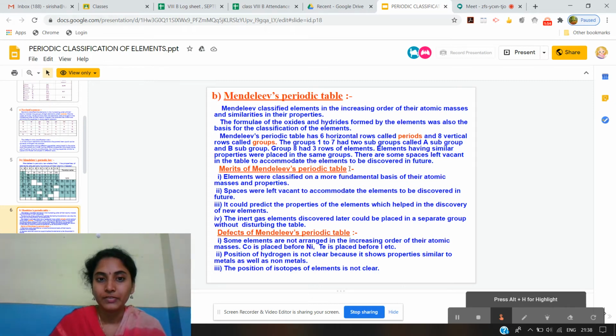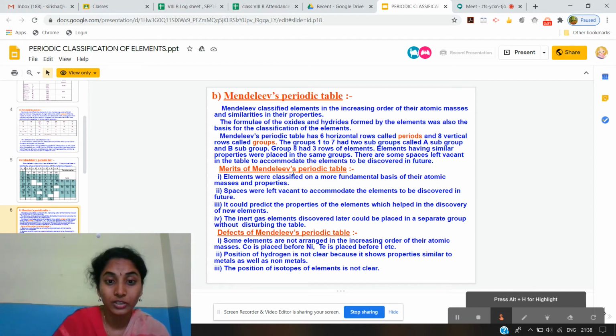So this is about Mendeleev's periodic table. What does he say? Six horizontal rows are there, called periods, and seven vertical columns are there, called groups. Each group has two subgroups, A and B respectively, and the extreme eighth group has three subgroups. And he also left a few spaces in the middle to accommodate any discovery of an element that happens in the future.